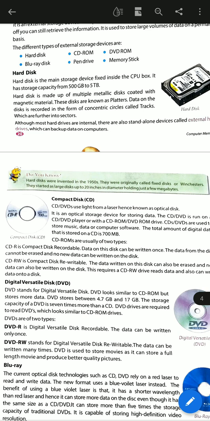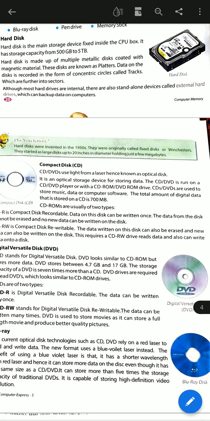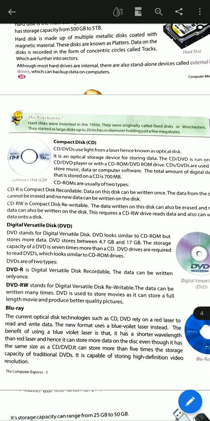Next is CD-RW, compact disc rewritable. The data written on the disk can also be erased, and new data can also be written on the disk. So in CD-RW, you can erase the old data to store the new data. It is rewritable, while CD-R is not rewritable.